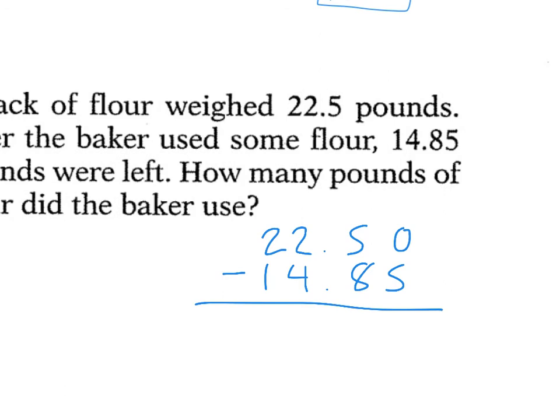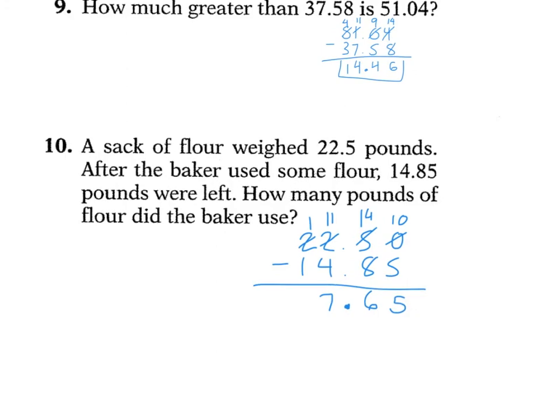Can't do 0 minus 5, so we need to make this a 10. This becomes a 4. 4 is less than 8, so we need to make this a 14. This becomes a 1. 1 is less than 4, so this has to become an 11, and this becomes a 1. So 10 minus 5 is 5. 14 minus 8 is 6. Drop our decimal down so it stays in line. 11 minus 4 is 7, and 1 minus 1 is 0. So 7.65 pounds of flour was used.